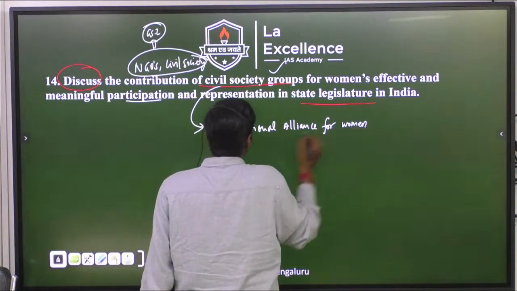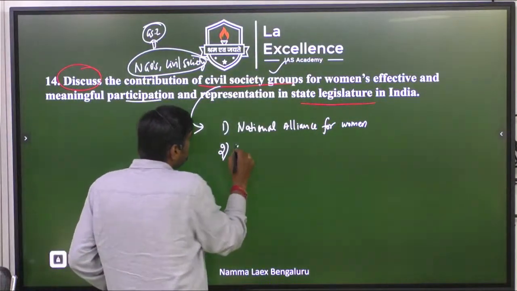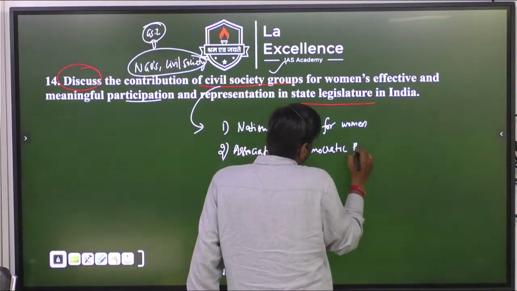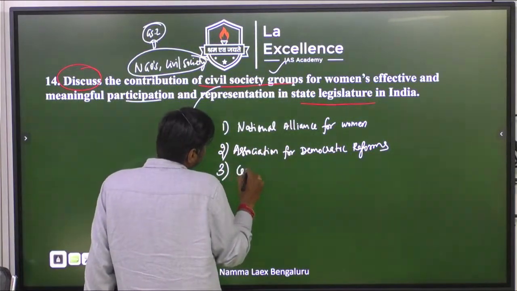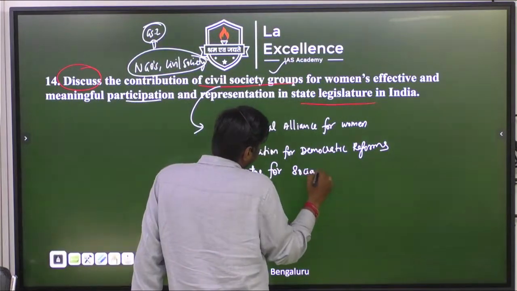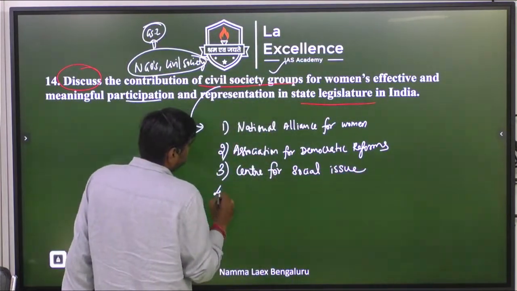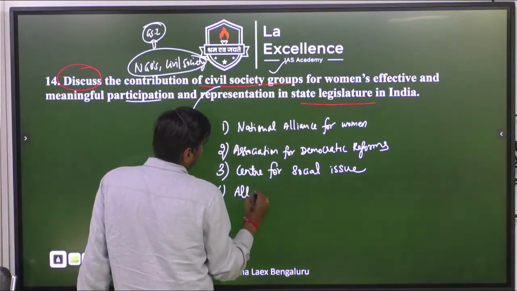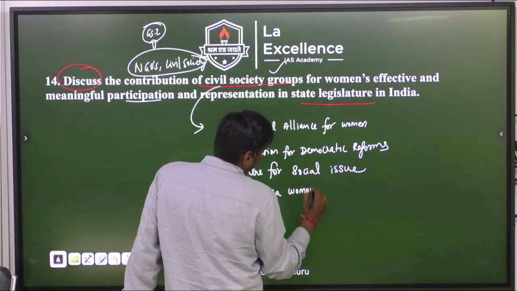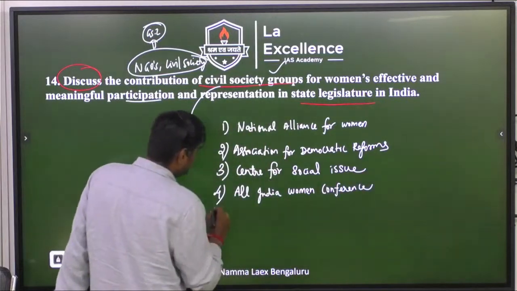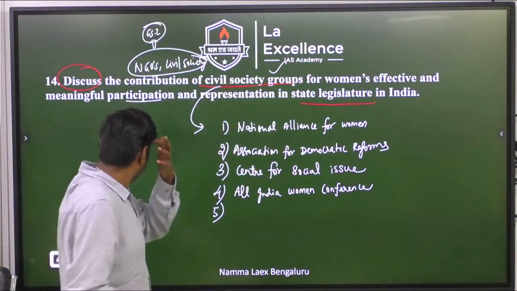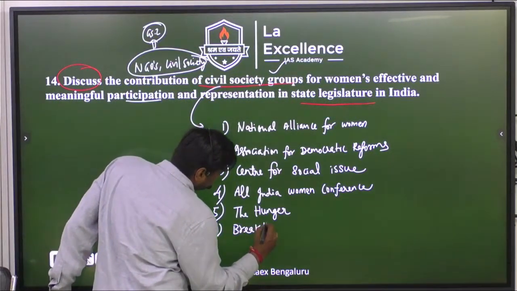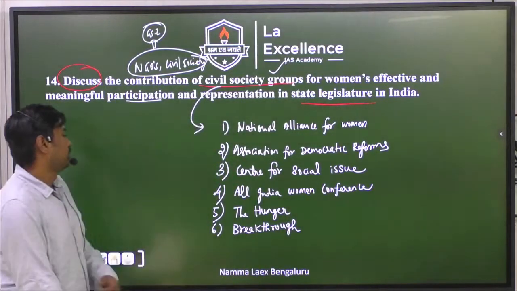National Alliance for Women. Then we have Association for Democratic Reforms. Center for Social Issue. All India Women Conference. The Hunger Breakthrough.